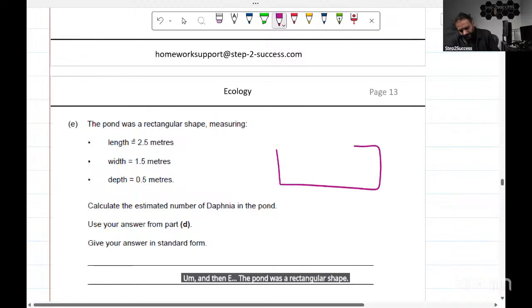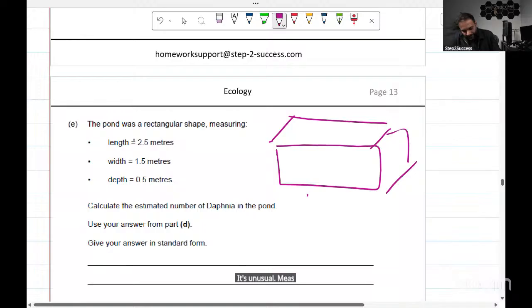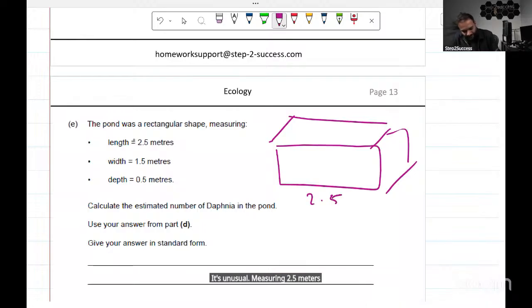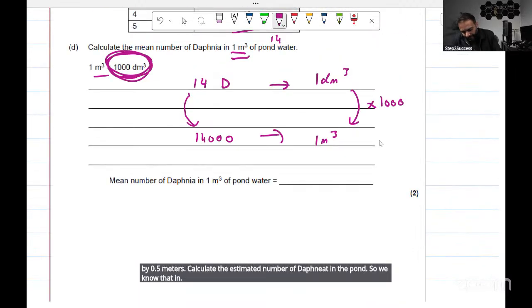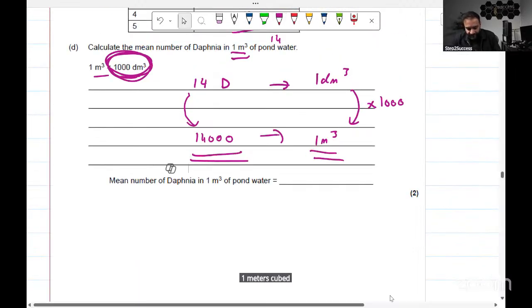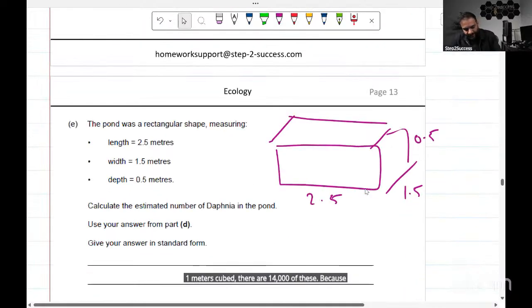And then E, the pond was a rectangular shape. It's unusual. Measuring 2.5 meters by 1.5 meters by 0.5 meters. Calculate the estimated number of Daphnia in the pond. So we know that in 1 meter cubed, there are 14,000 of these, because that's what we worked out earlier.